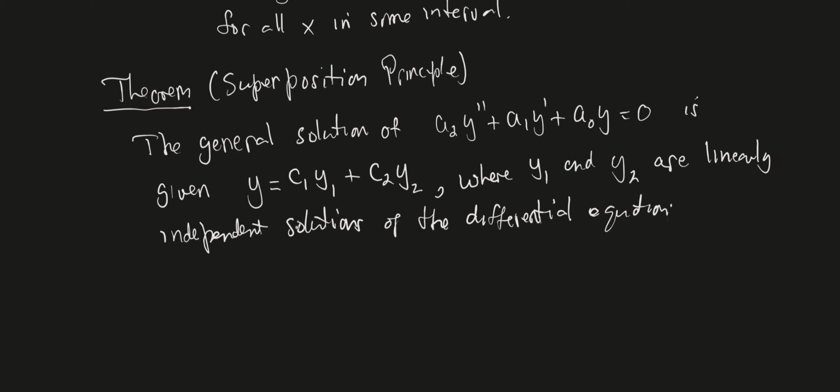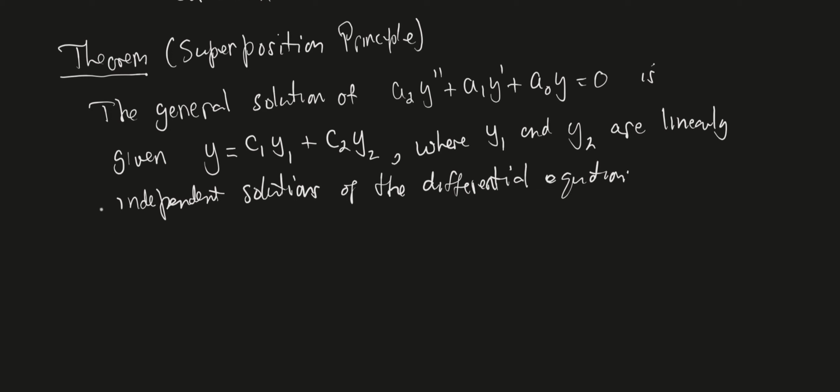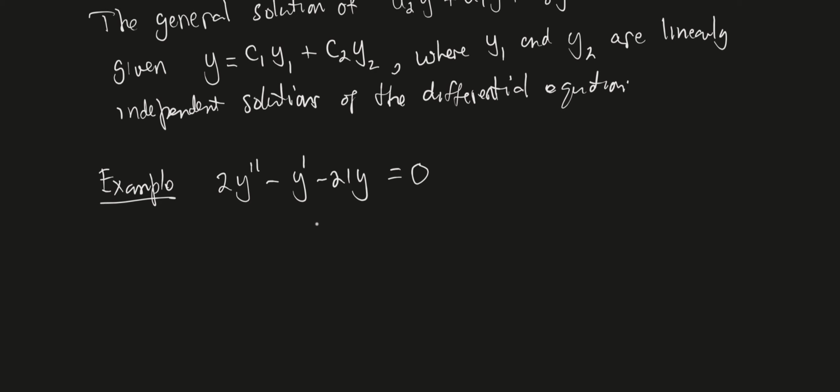All right. So let's wrap up with another example here, just to put this whole process in good stead, right? So here's our example. Let's say we have 2y double prime minus y prime minus 21y equals 0. So this is our differential equation, and we want to find the general solution.